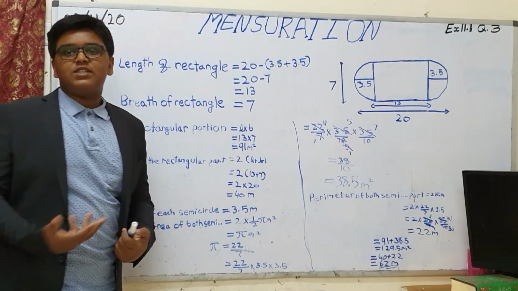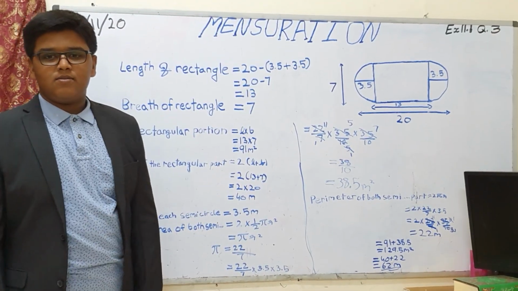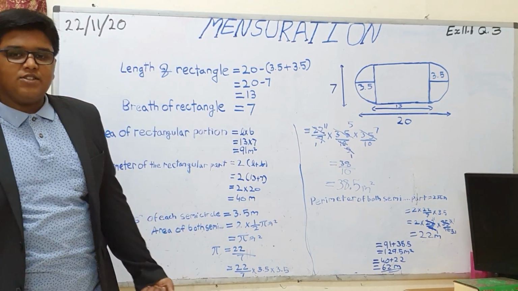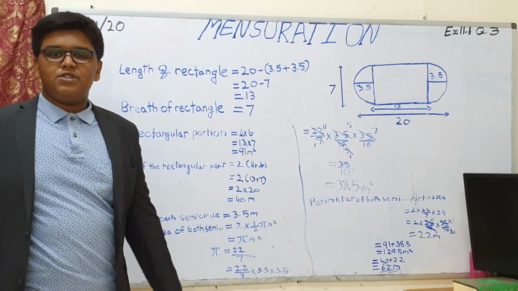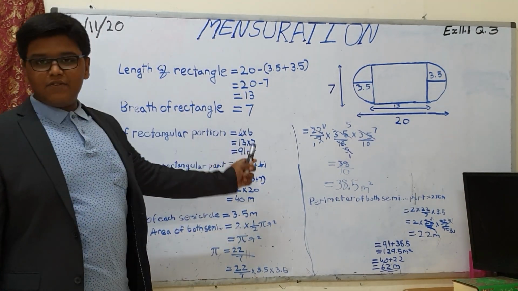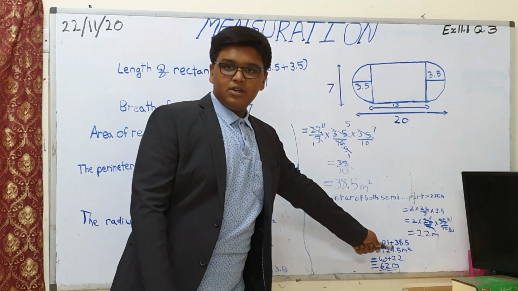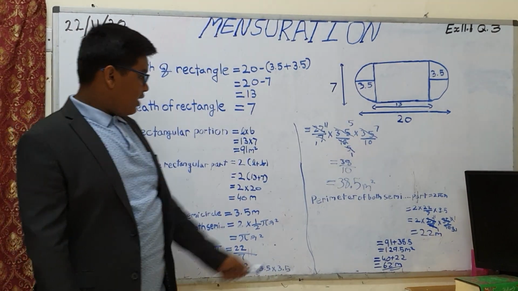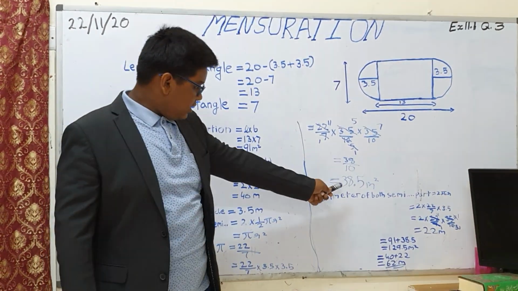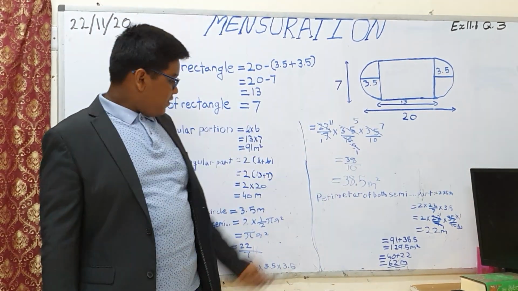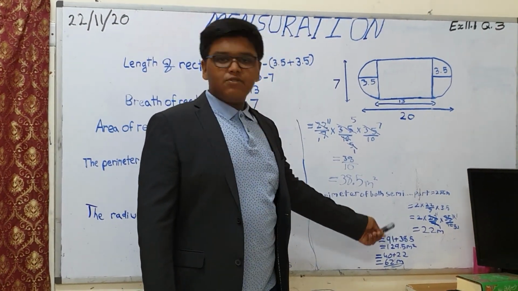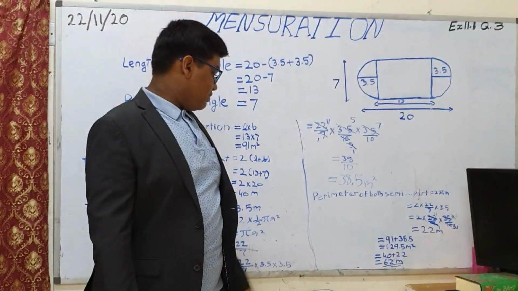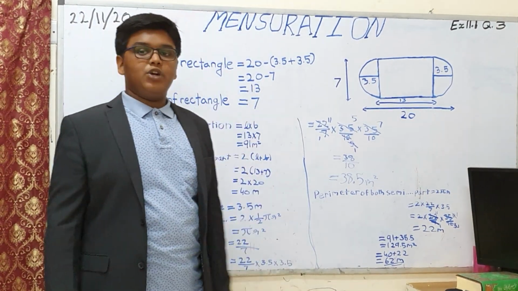Which is equal to 91. Because where is the 91? Where did we get 91? We got 91 here. As I said, we will keep it for further use. And 91 meters square I kept here for use here. And the thing which we got here, 38.5. Now we are going to add them both. Now 91 plus 38.5 is equal to 129.5 meters square.